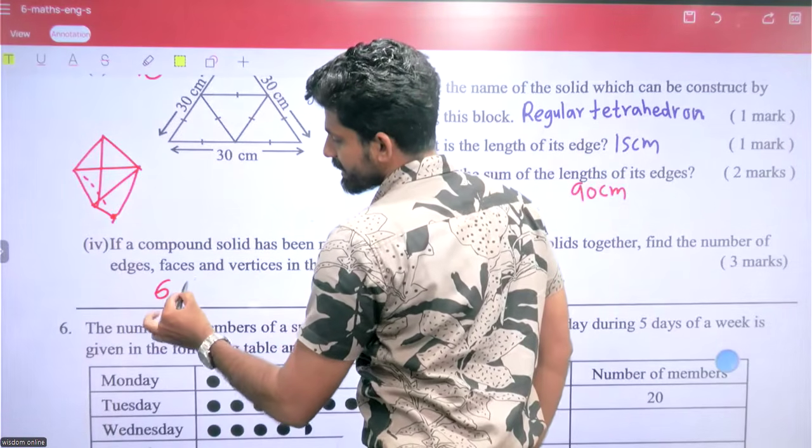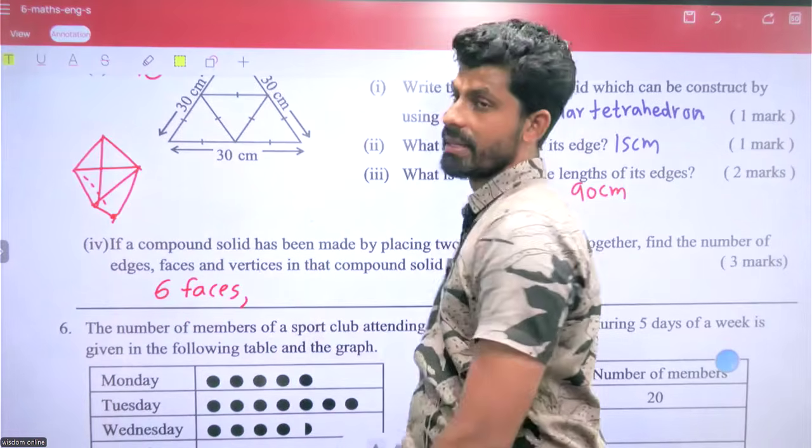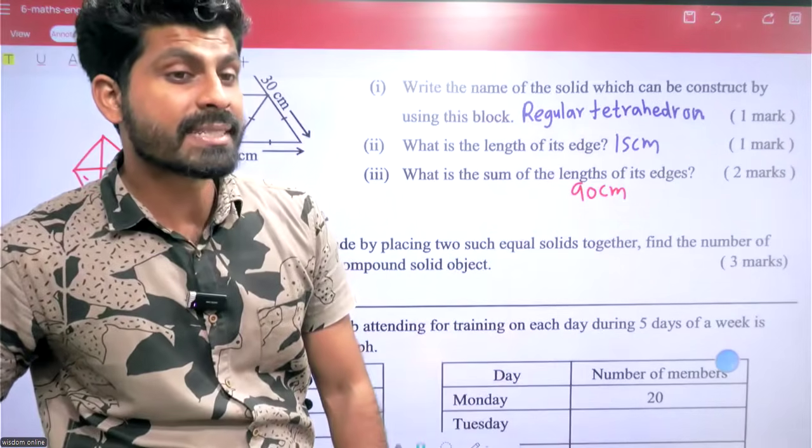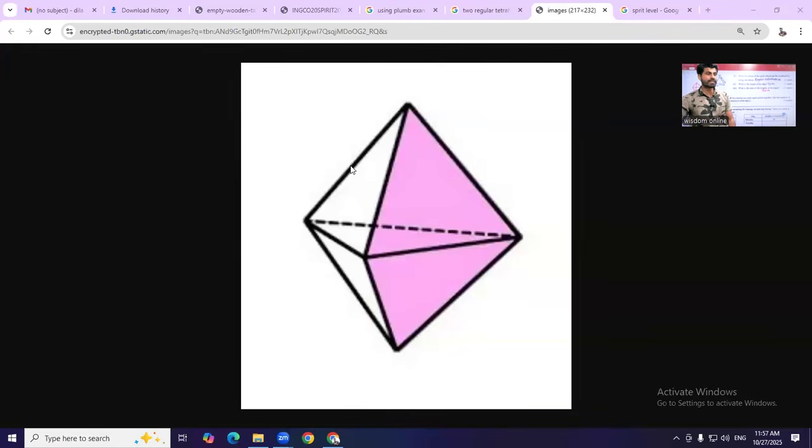6 faces, right? How many edges are there? Look at this. How many edges are there? Right? I'm going to place tick marks for the edges. 1, 2, 3, 4, 5, 6, 7, 8, 9 edges.